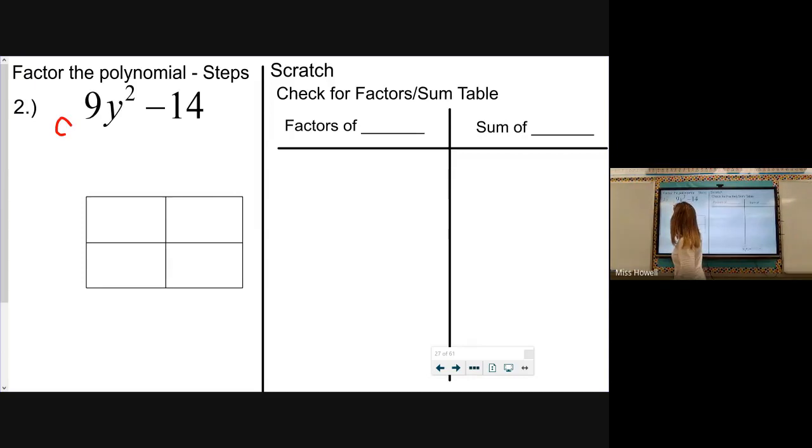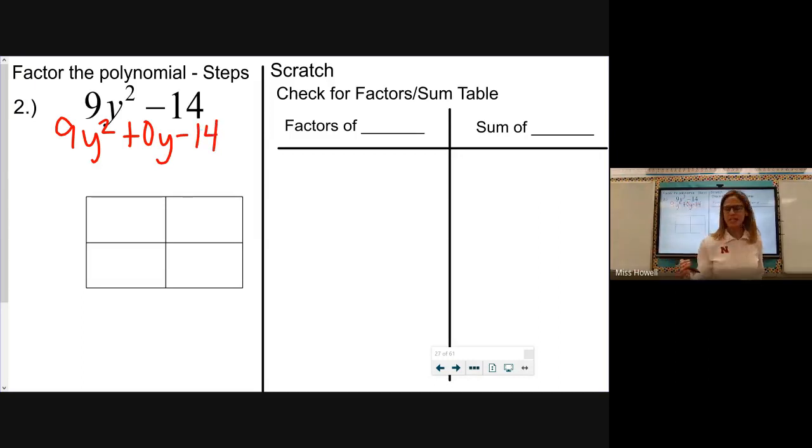So we have 9y squared plus 0y minus 14. We haven't done any factoring yet. We've just gotten the problem in a format that we can now run our guess and check to see if we can factor further. So right now we're still thinking maybe this is prime because we haven't broken it apart into anything that multiplies to the original. So now we go to our guess and check.